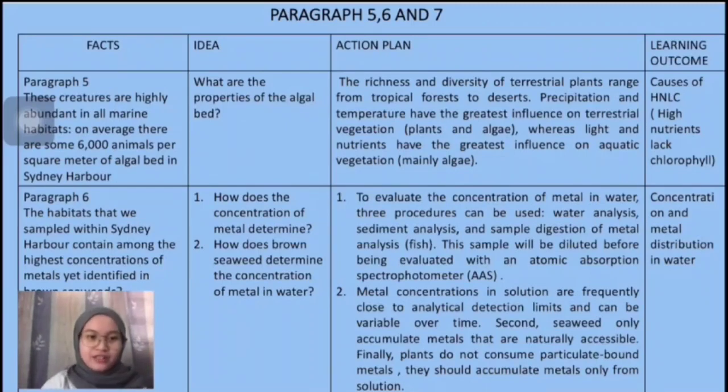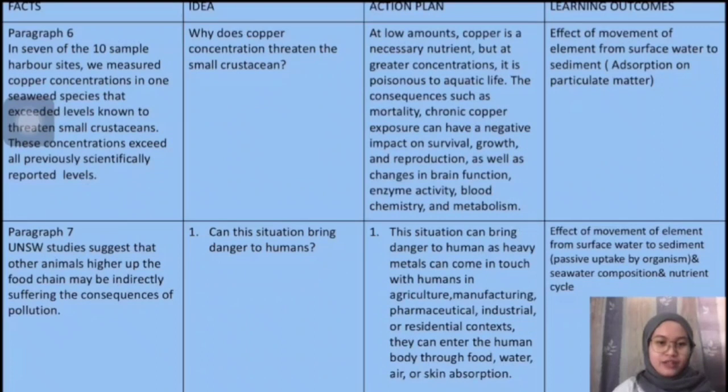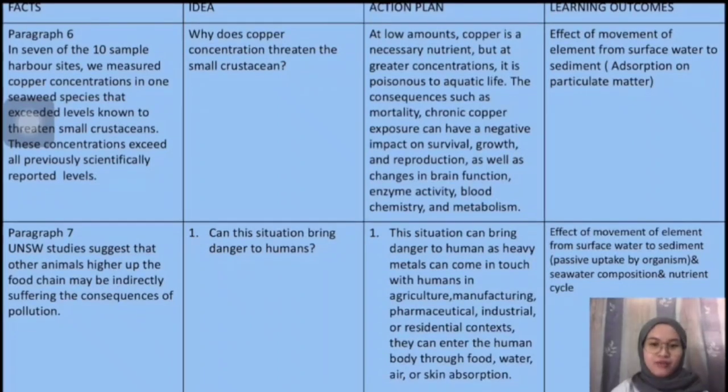The idea that we got from the next fact from paragraph 6 is why does copper concentration threaten the small crustacean? From the action plan that we found, the learning outcome is the effect of movement of elements from surface water to sediment, but we narrow it to absorption on particulate matter, because the metal involved in absorption on particulate matter is copper.